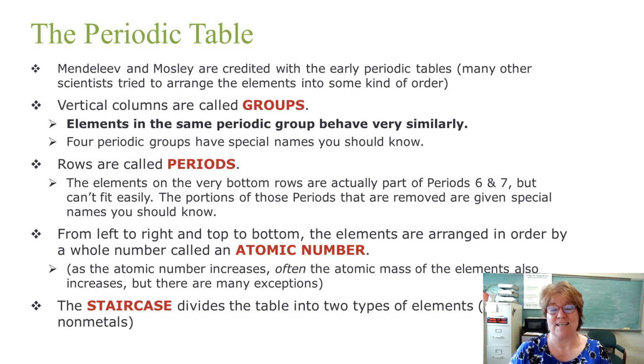Also, we've already seen that it's ordered by atomic number. The atomic numbers are the whole numbers in the box with the element, and they increase from left to right, top to bottom, and that's the structure of the table. How you read a table is in terms of atomic number. And then there's a thing that's not shown on every table, but it's really important: a kind of staircase over towards the right-hand side. We call that the staircase. It's going to divide the periodic table into 2 types of elements, and that will become important soon.